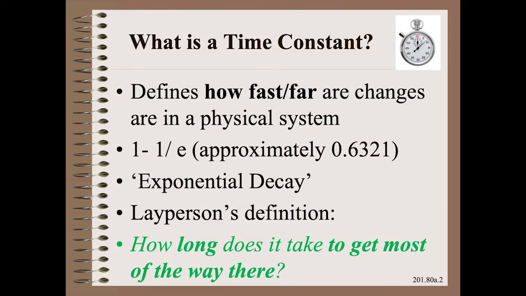A time constant simply tells us how fast or how far changes in a physical system have or will have progressed. The equation is an exponential and is sometimes called exponential decay. Let me define this most simply. A time constant is how long does it take to get most of the way there.